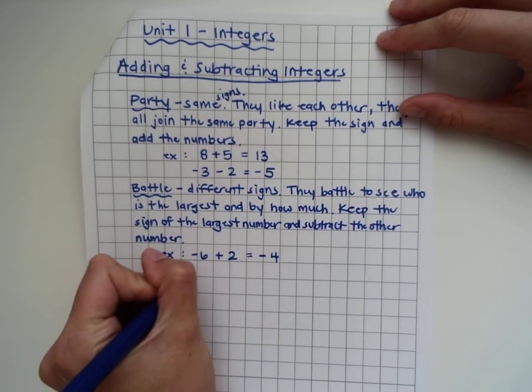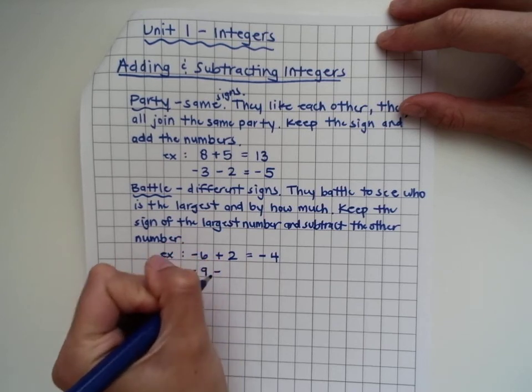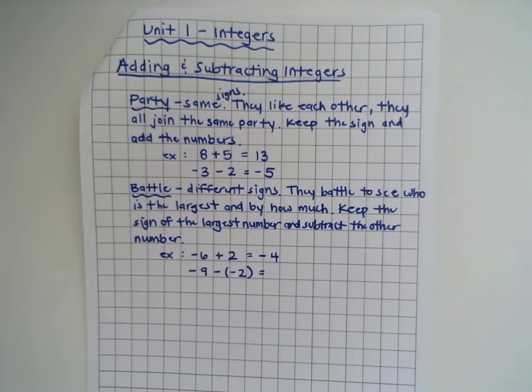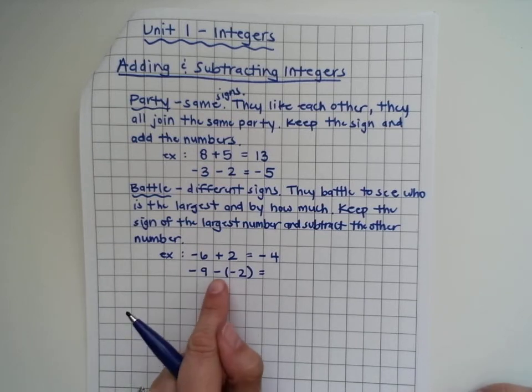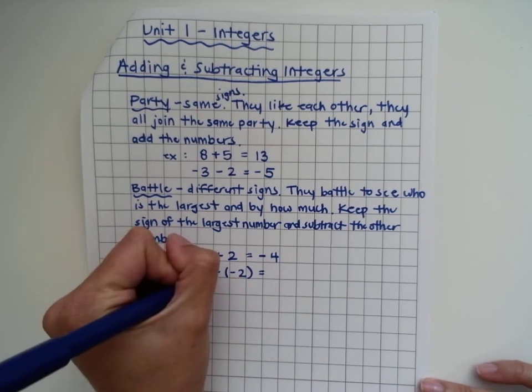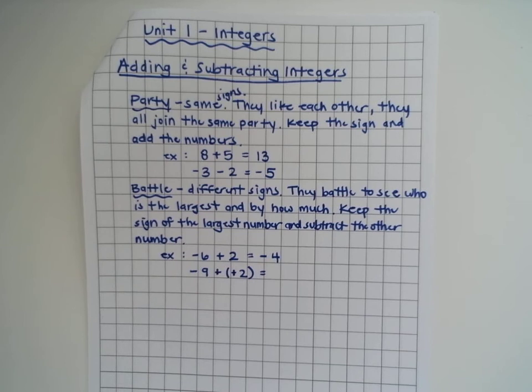Let's try another one. So we have -9 minus -2. This one's a little tricky because we have 3 signs. So remember that anytime you subtract a negative number, a negative and a negative, that becomes a positive. So you want to do that first.